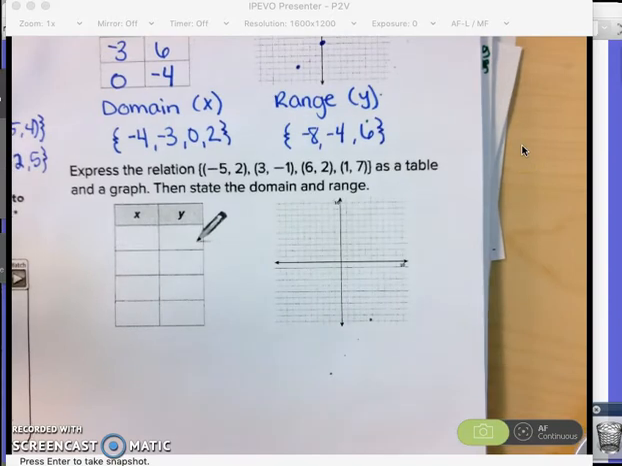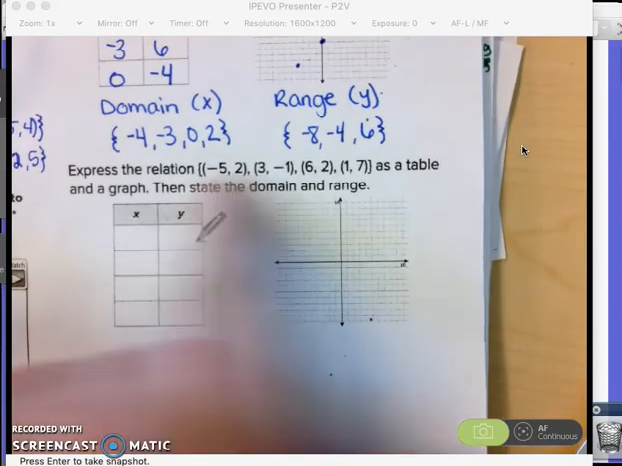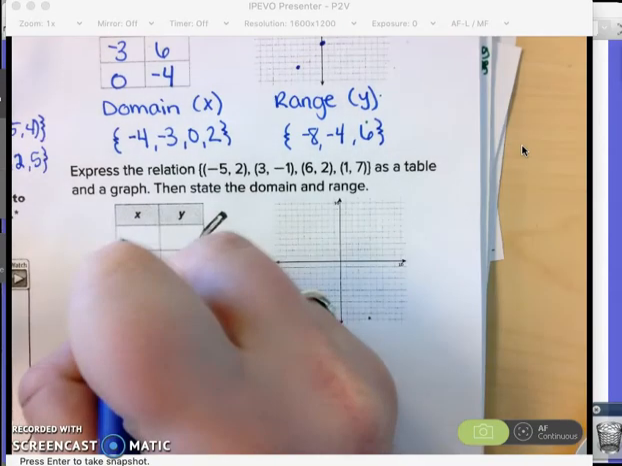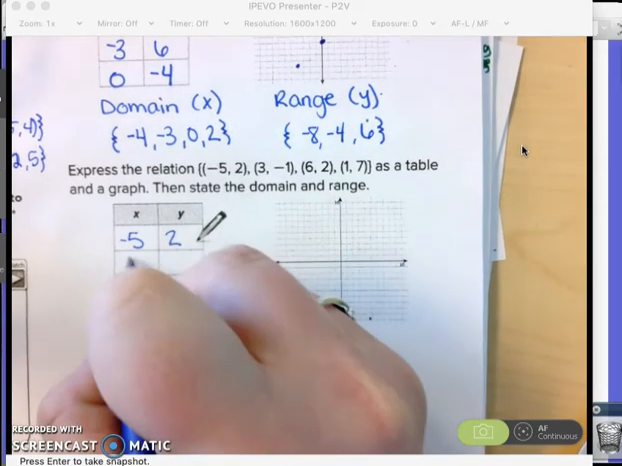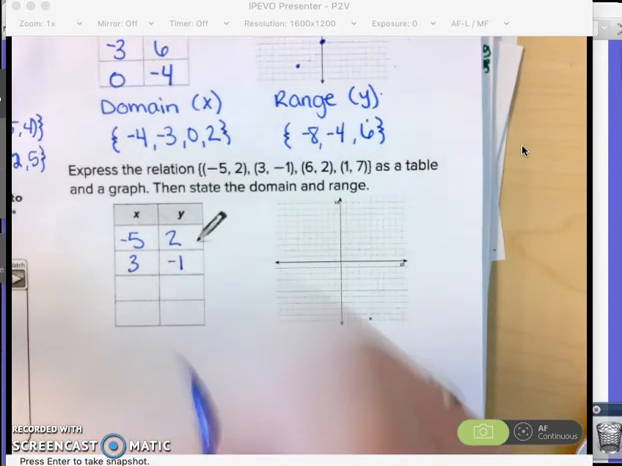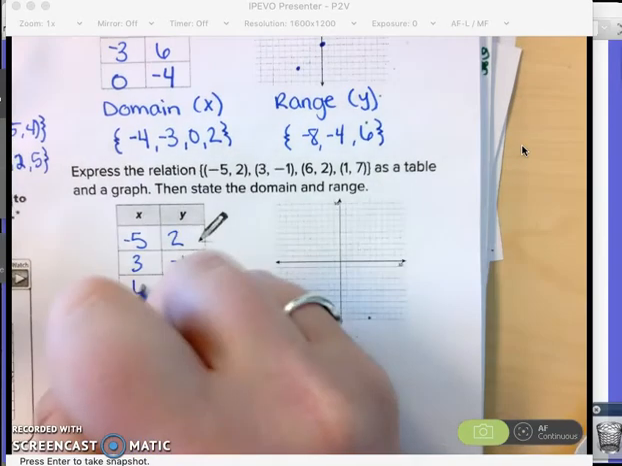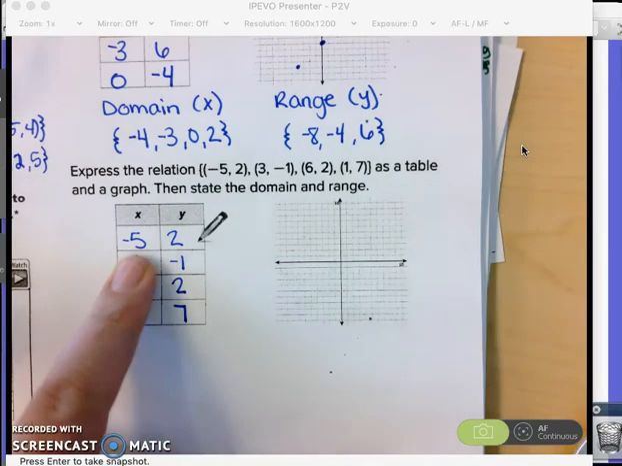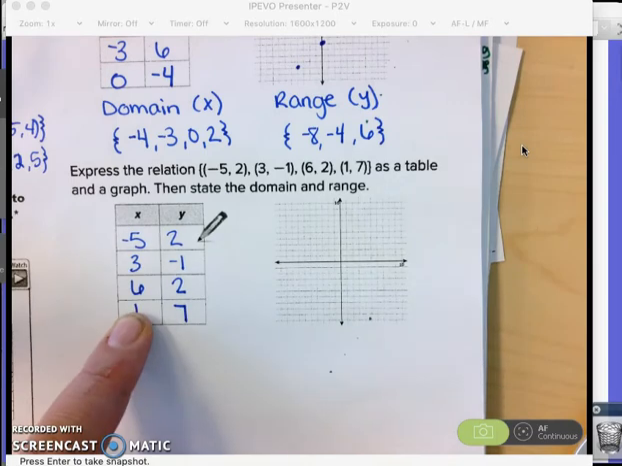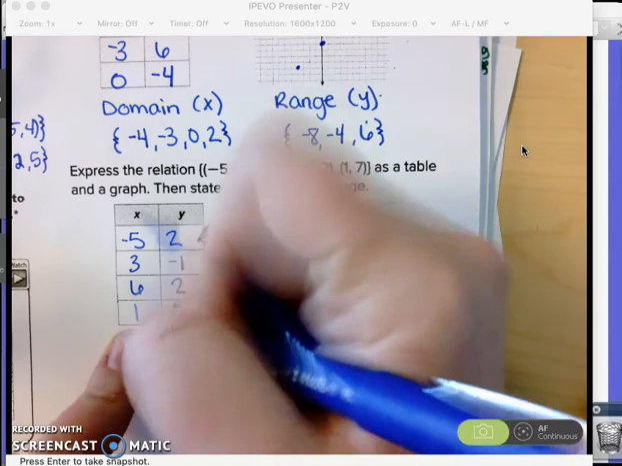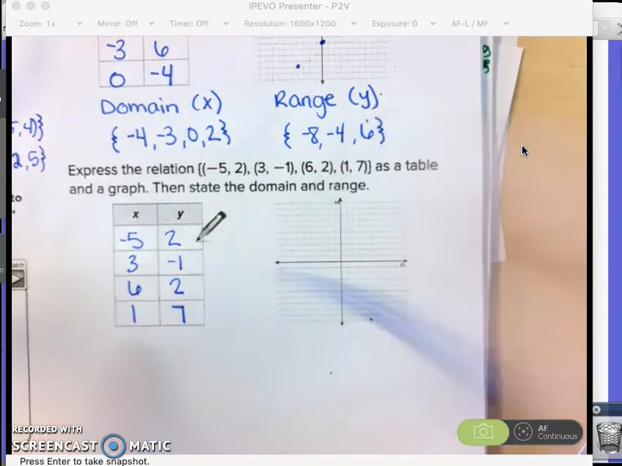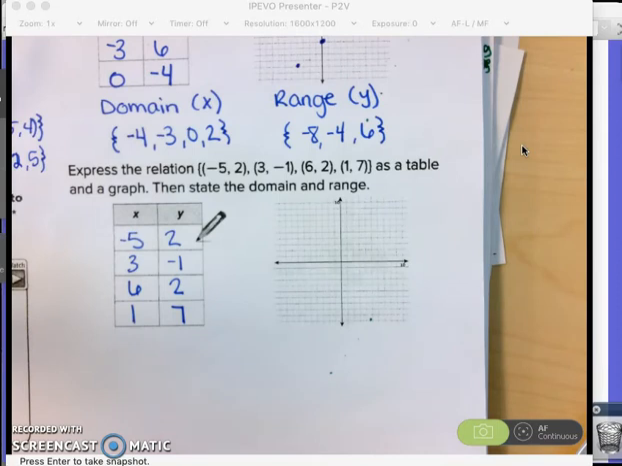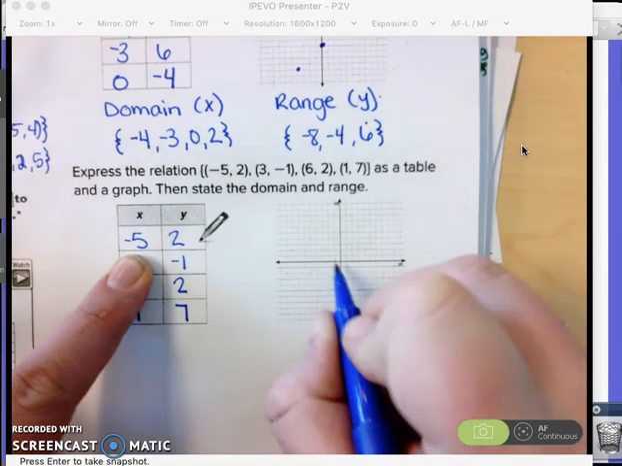So our next example, express the relation, all these ordered pairs as a table and a graph, and then state the domain and the range. So we're going to go in, write -5, 2, 3, -1, 6, 2, 1, 7. If you wanted to, you could start writing them here from least to greatest. Then you have them already from least to greatest when you're writing the domain and the range. Not a big deal, but then I'm going to graph them.